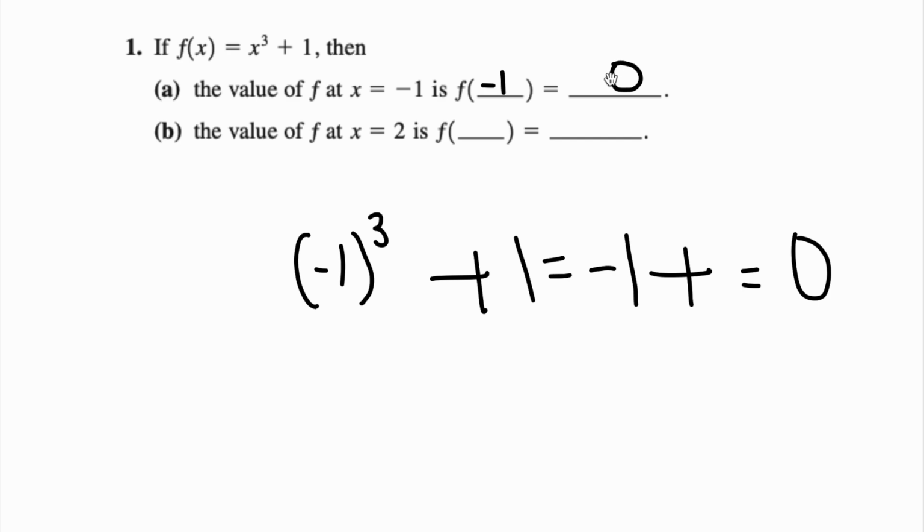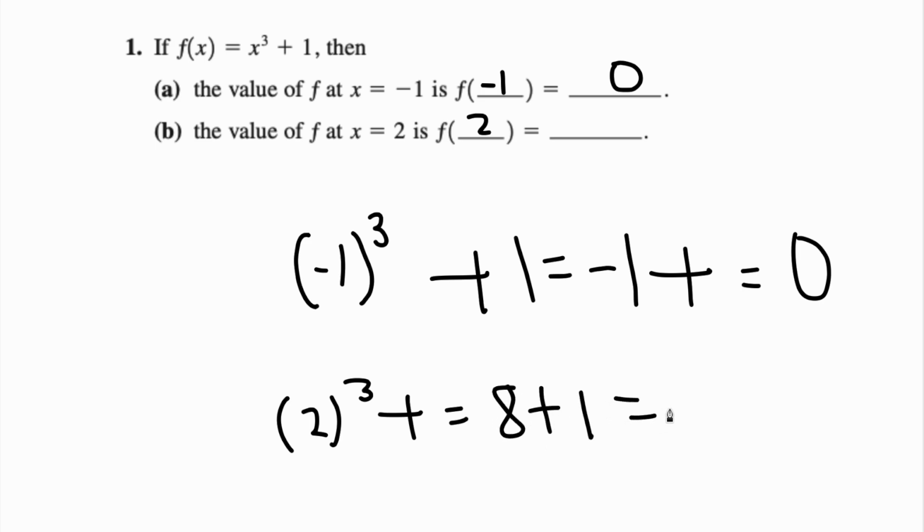Now let's move on to part B, for x equals 2. Just like before, we substitute 2 for x in our function. f(2) equals 2 cubed plus 1. 2 cubed would be 2 times 2 times 2, which would be 8. So it would be 8 plus 1 equals 9.